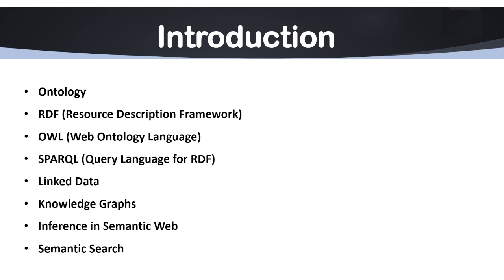So at first, the ontology. Ontology in simple terms is like a dictionary. It is a dictionary with rules for a subject. It defines concepts, or we can say ontology defines the things and their relationships. Let's take an example first.